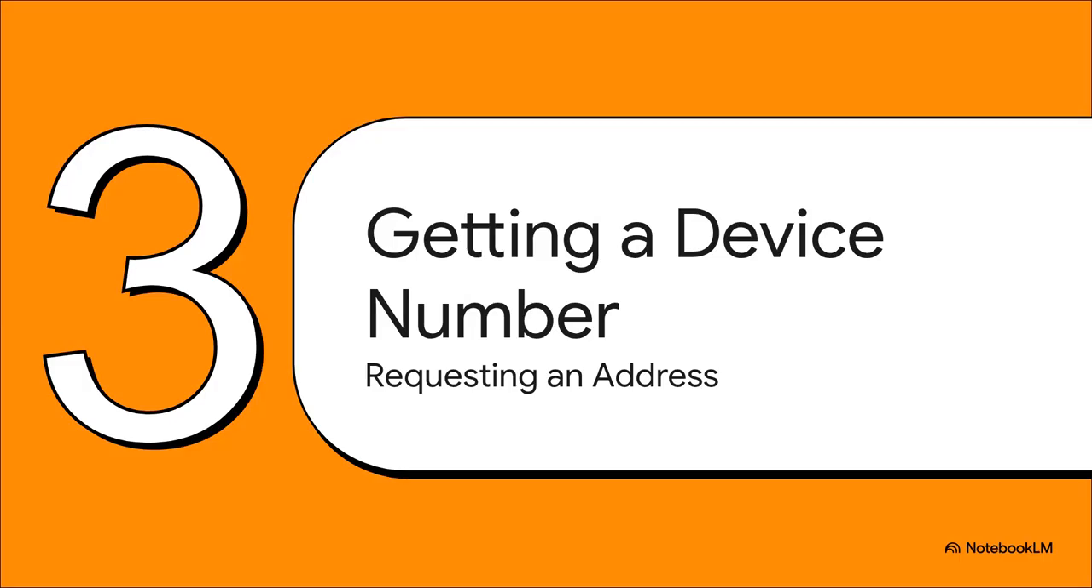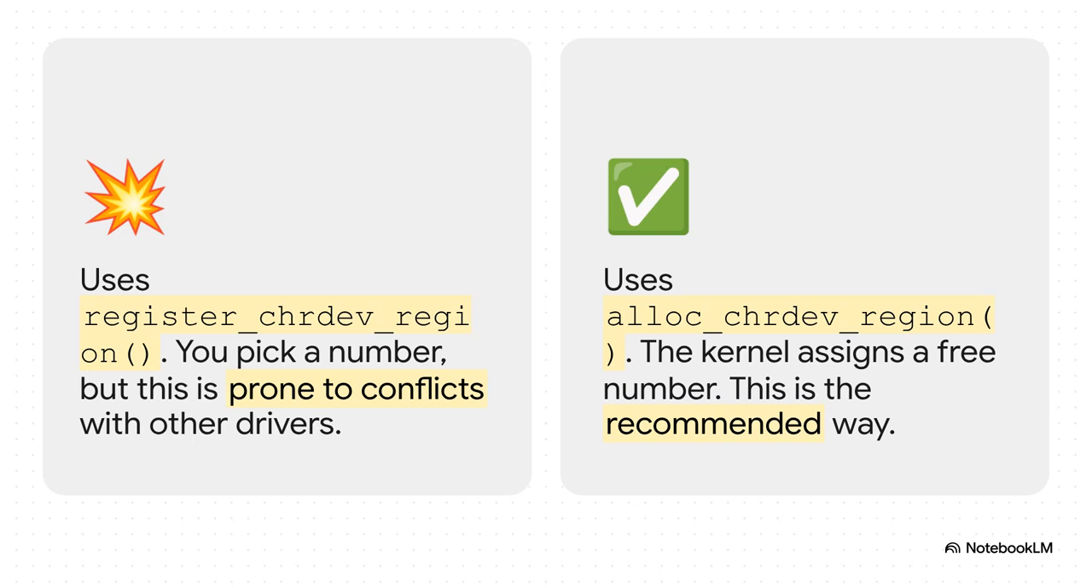Okay, so we know what the numbers mean, but where in the world do they come from? I mean, a driver can't just show up and pick any number it wants, right? It has to go through the proper channels and officially request an address from the kernel. And there are basically two ways to do this. The old way is called static allocation. That's where you basically tell the kernel, hey, I'd really like to use major number 240, please. It's super risky because what if another driver is already using it? The modern, much more polite and strongly recommended way is dynamic allocation. Here, you just ask the kernel, could you please give me a free major number?